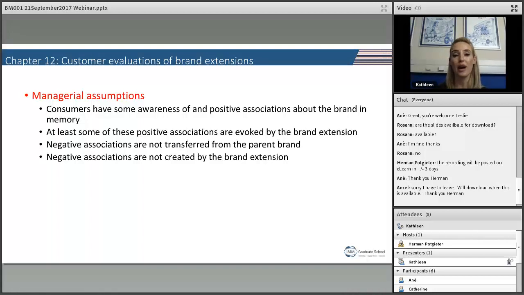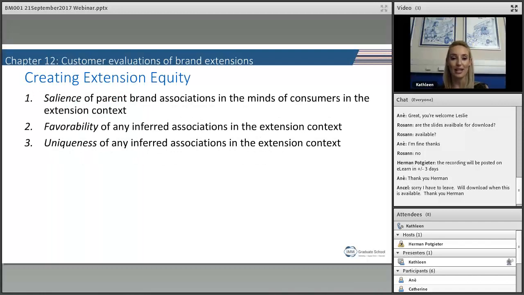Now, when we are creating brand extensions, there are a few managerial assumptions that are made. Managers sometimes assume that customers have an awareness of the original brand and positive associations with it, which should be researched. They also assume that the positive associations from the original brand will be linked to the new brand. They also hope that negative associations will not be transferred. And they also hope that the new brand extension doesn't create any negative associations for the parent brand. And all of these things are very important that we research them through all of the different systems that we learned about in the previous chapter.